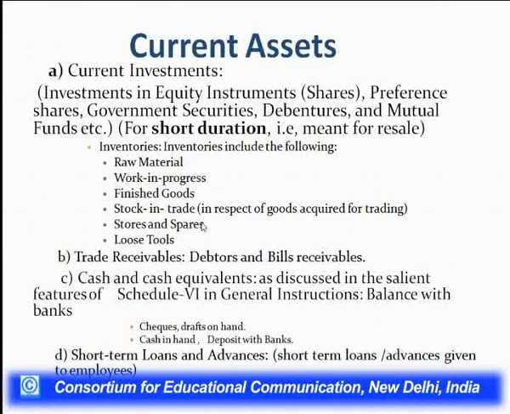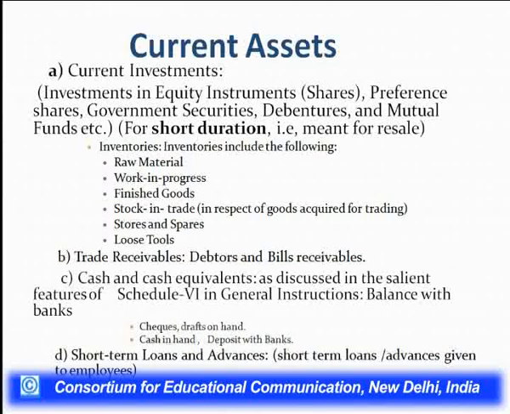So the second item after current investments is that we have to show inventories. Inventory is a very important head and it has many subheads. So loose tools and stores and spares also form part of inventory. So the second is inventory. The third is trade receivables. Trade receivables comprises both debtors and bills receivable, right. So we are going to club them together and show them as trade receivables, debtors and bills receivables.